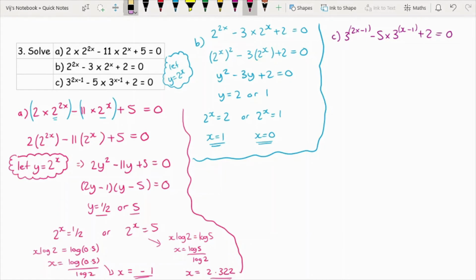Now there is definitely a little bit more extra thought that needs to go into this particular question. Now 3 to the power of 2x, to the power of 3 to the power of 2x minus 1. Now I can rewrite this as 3 to the power of 2x times 3 to the power of minus 1, because when you're multiplying you add the powers together, and 2x plus minus 1 becomes 2x minus 1.